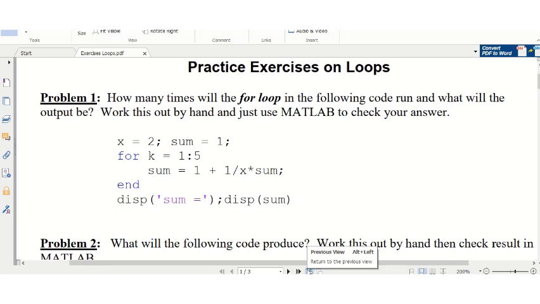How many times will the for loop run? Already basic programs for loops were explained in the previous class itself. How many times will the for loop in the following code run, and what will the output be? Work this out by hand and just use MATLAB to check your answer.